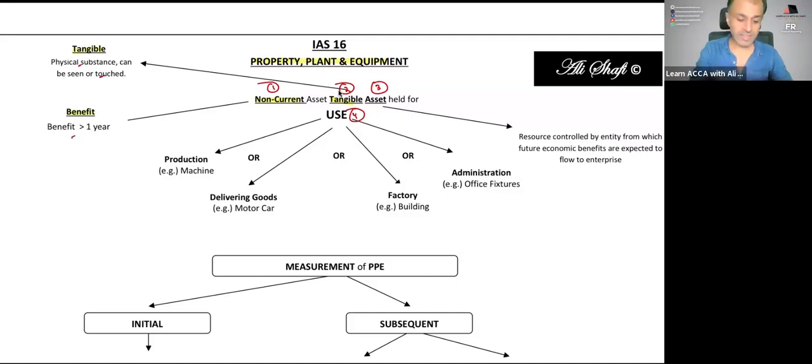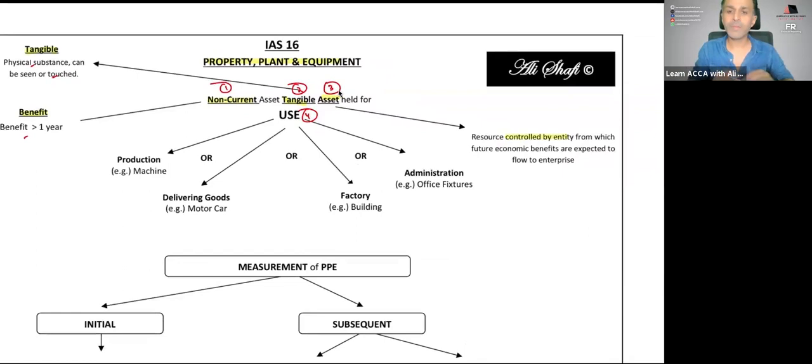The definition of asset is very important for us to understand. Generally, we all know what an asset is. But formally, if you have to learn from the conceptual framework, it defines an asset this way: a resource controlled by an entity from which future economic benefits are expected to flow towards the enterprise. Enterprise means entity, company, business. This word has got a lot of importance. Controlled by entity. What does the word control mean? Controlled by entity means what?